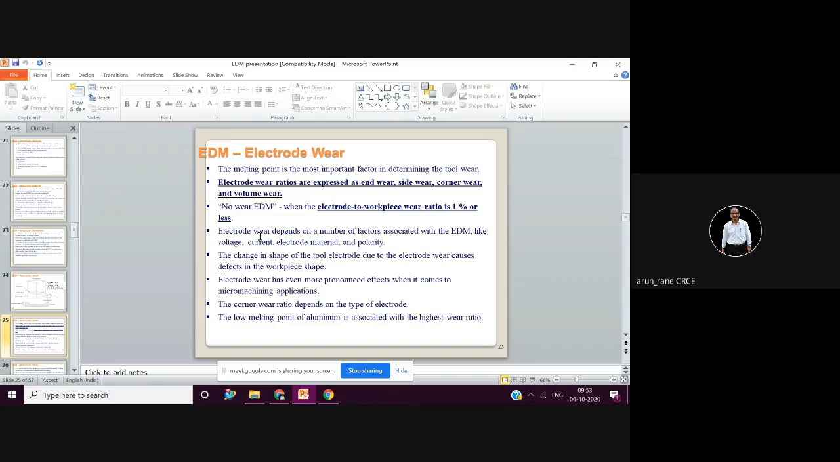So you have different technology for that machine. Accordingly, you have to go for the circuits so that there is very less wear at the electrode.